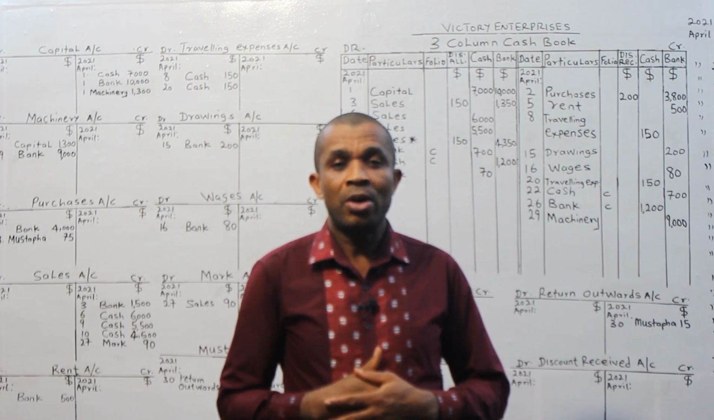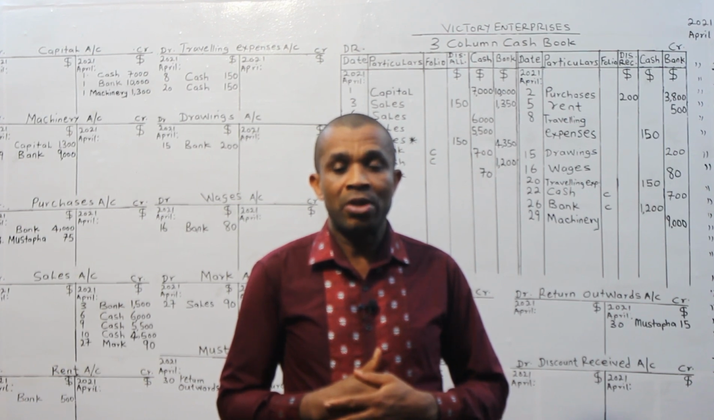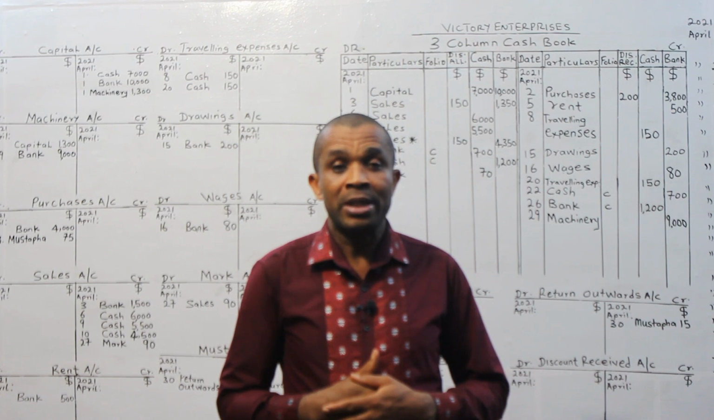Finally, on 30th April again, paid Mustafa's account $50. Now we are paying Mustafa for the amount we are owing him. So cash account is involved. Therefore, cash account will be credited for paying Mustafa $50, while Mustafa's account will be debited with $50 cash received.